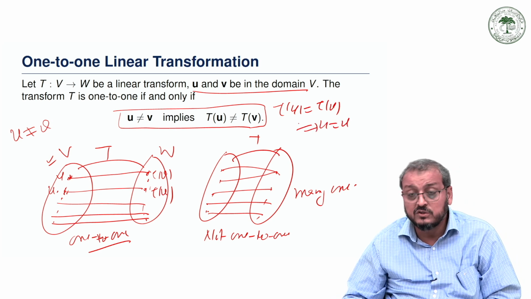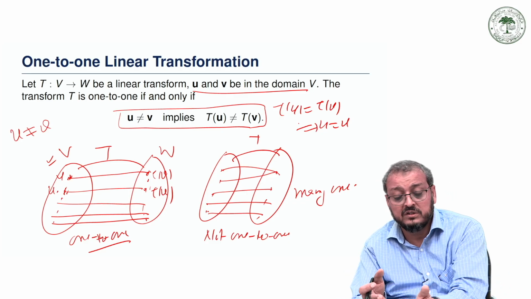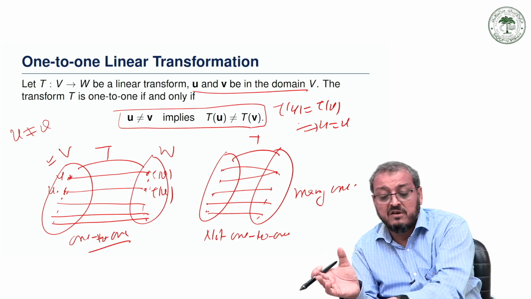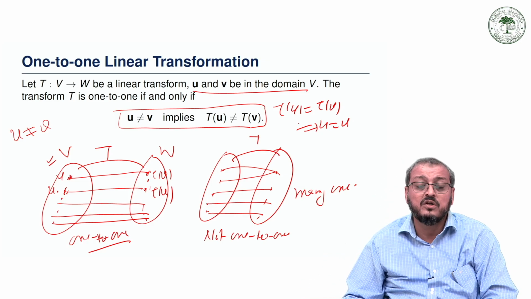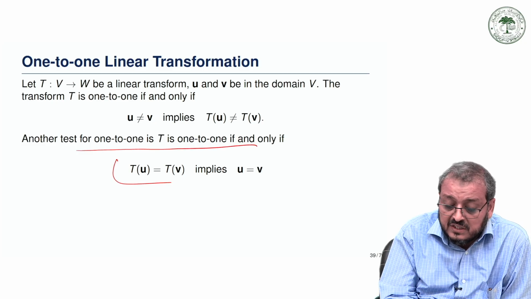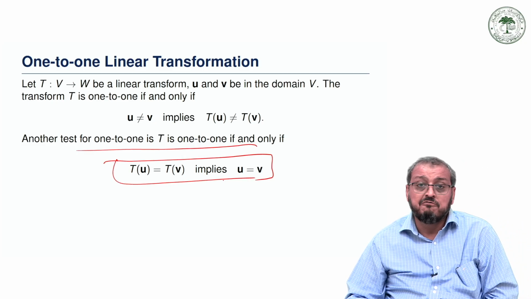So, conversely, we can also take a contradiction, assuming that T of u is the same as T of v. Then the images are the same, so u is equal to v. This means T is one-one also if T of u is equal to T of v, this implies that u is equal to v.